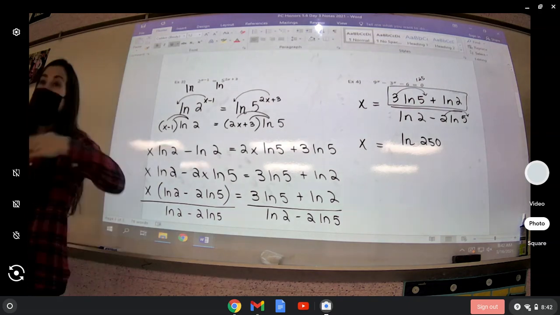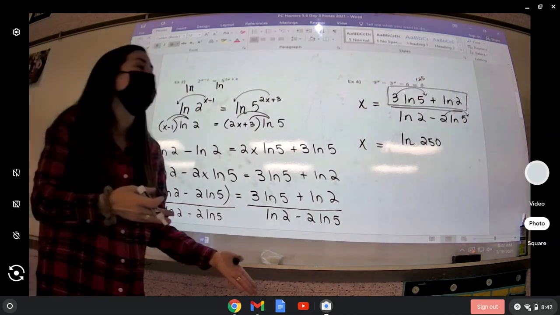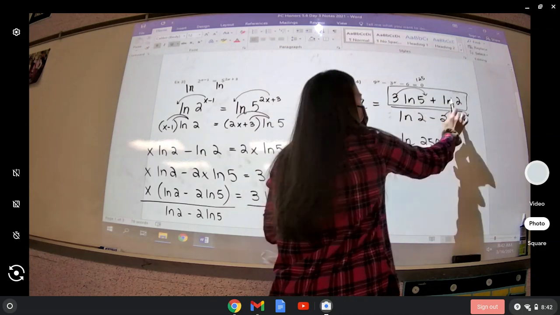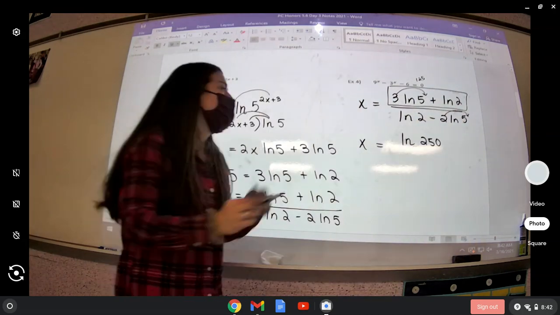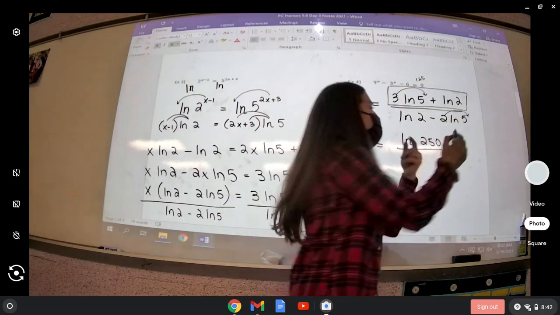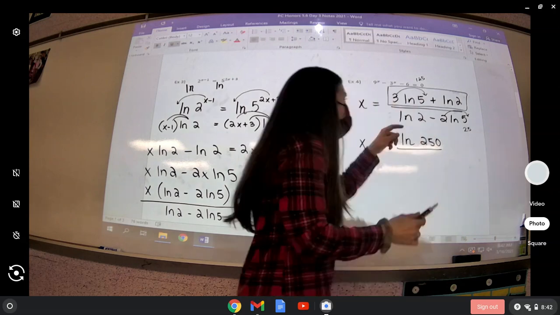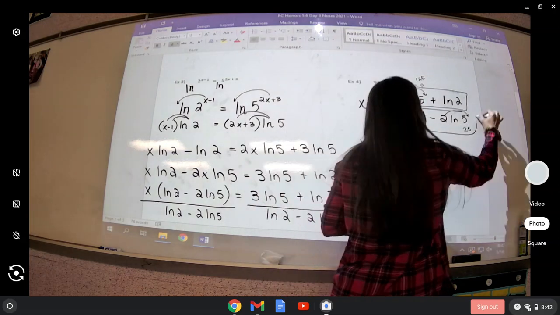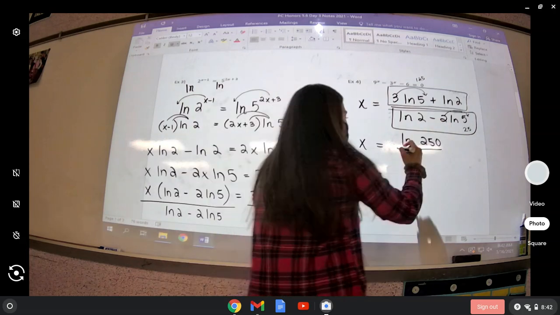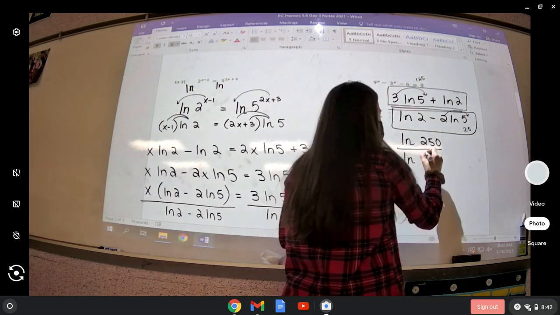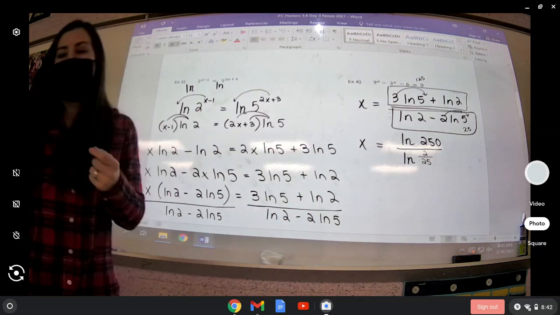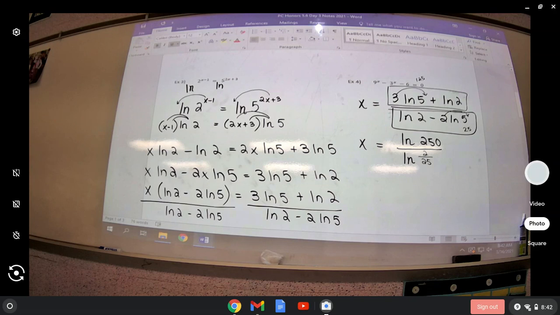So the top actually simplifies to the natural log of 250. Again, that's by putting this exponent up and then putting these back together using multiplication. And then on bottom, I can put this back up so it becomes 5 squared, which is 25. And then I can put these two logs back together using division since they're separated by subtraction. So then it becomes the natural log of 2 divided by 25. And now that is your simplified answer.